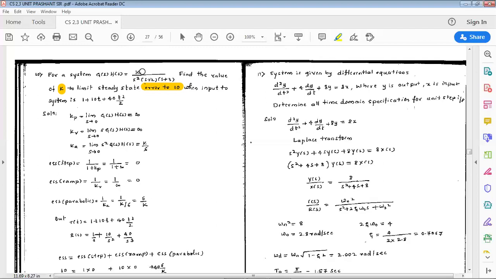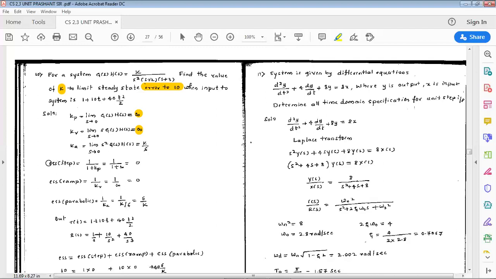You substitute g of s, h of s here and apply the limit, that results in an infinity value. Similarly, Kv, that is limit s tends to 0, s into g of s, h of s. If I apply the limit s tends to 0, again it will be infinite. So Ka, how to find Ka? Limit s tends to 0, s square, g of s, h of s. s square and s square will get cancelled, K by (s plus 2)(s plus 3), so that results in K by 6, right?